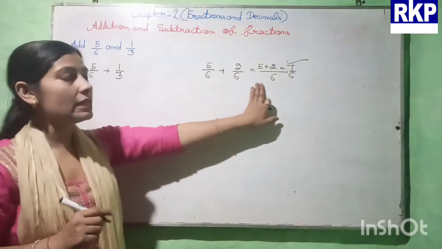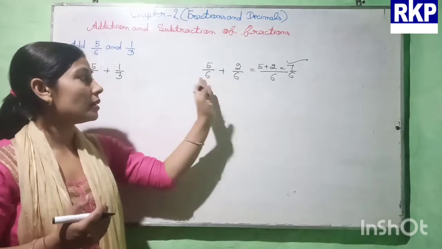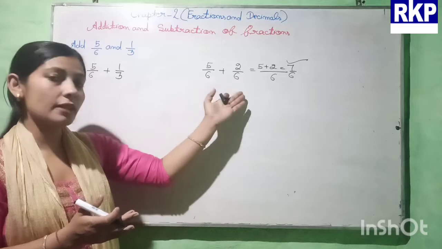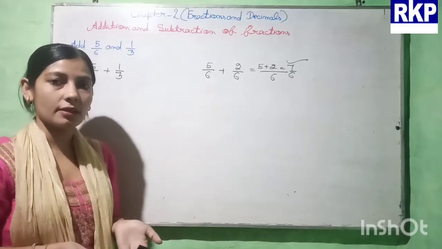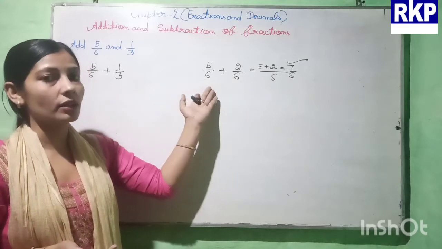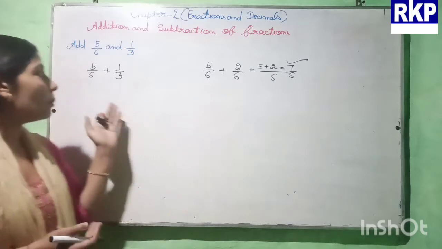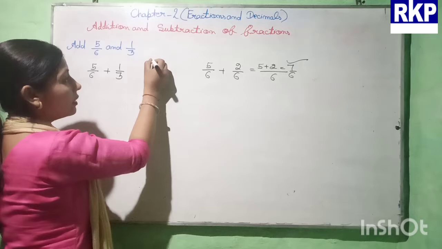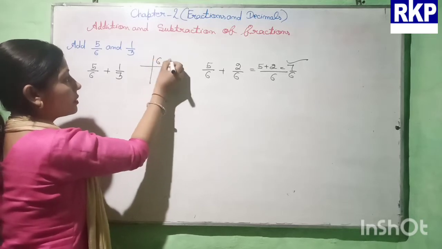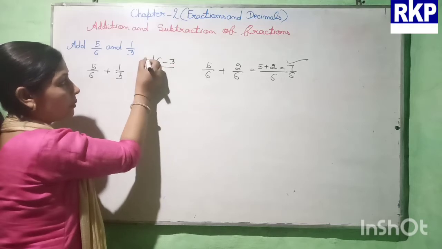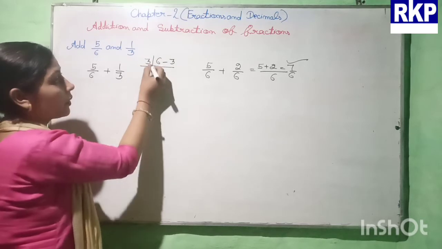And here why did we not find the LCM, beta? Because here 6 and 6, if we find the LCM of 6 and 6, then we get only 6. So there is no need to find the LCM if the denominators are the same. Okay, but here we need to find the LCM of 6 and 3. So now here 6 and 3 both are divisible by 3.